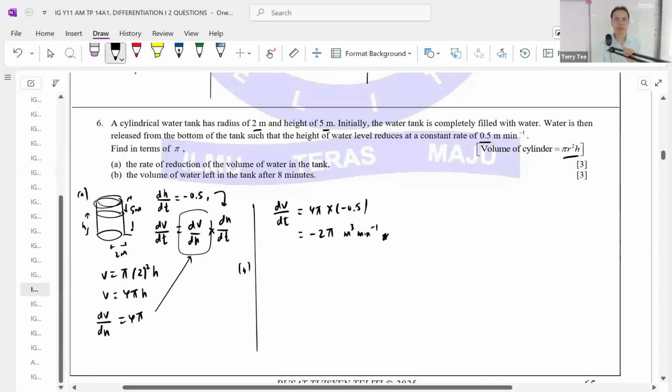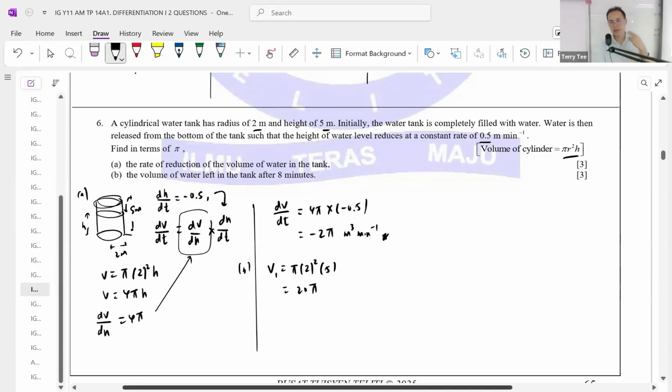Then, the volume of water left in the tank after 8 minutes. This one is per minute, right? Initially, the water tank is full. What is the initial volume? Initial volume is pi r squared h. So 2 squared is 4, 4 times 5 is 20, so 20 pi. This is the initial volume. You can call it V initial, or V naught, up to you.